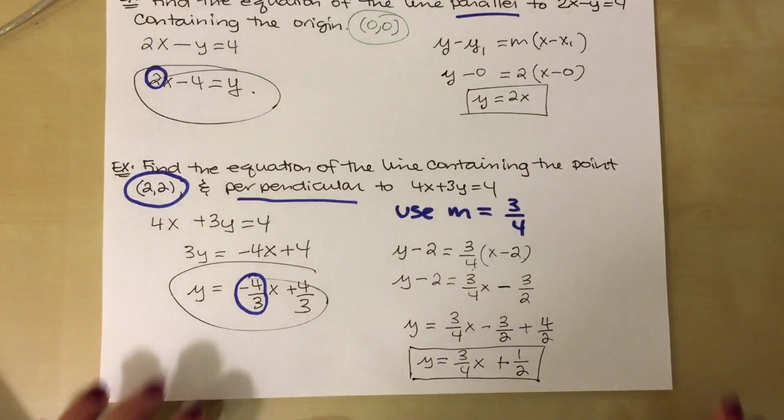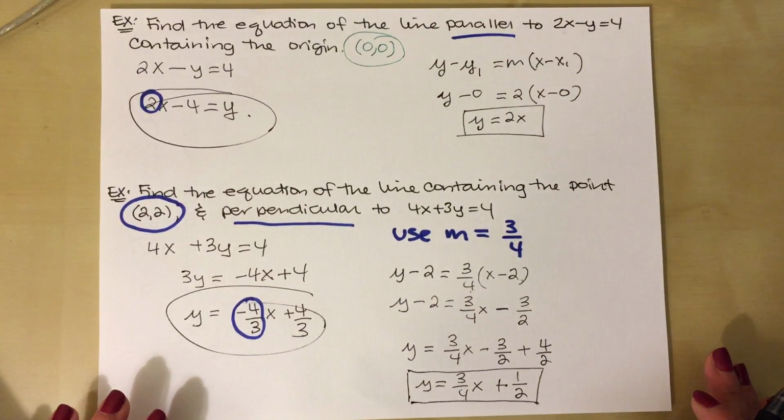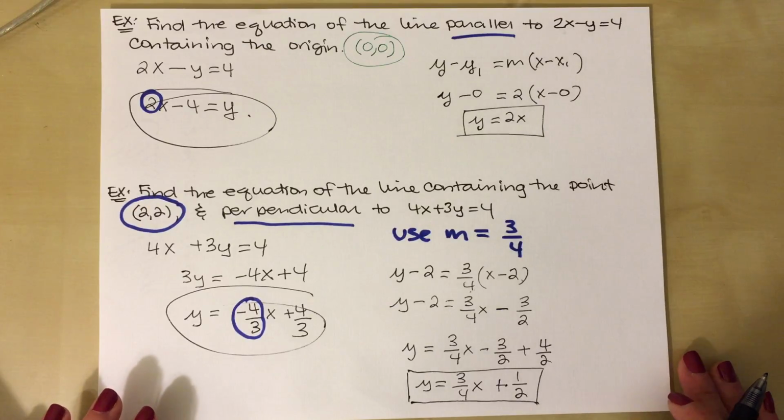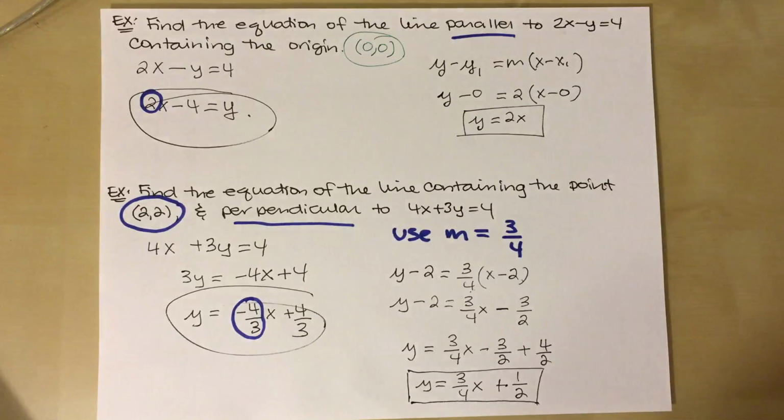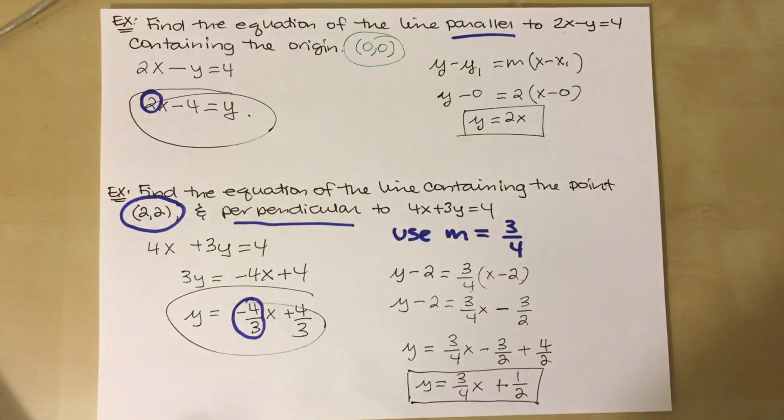So for this section, just make sure that you memorize the formula for point slope form, and also you need to know the formula for slope, and you need to know that parallel lines have the same slope and perpendicular lines have opposite reciprocal slopes.